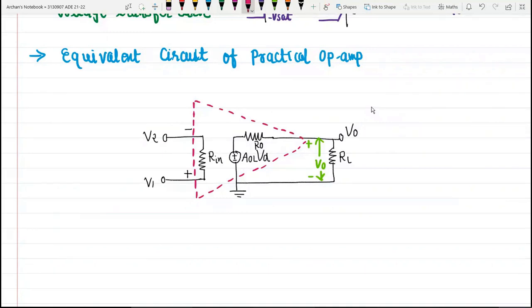These entire components are inside this triangle, and here we are providing the positive supply voltage and VEE, the negative supply voltage. So this will be our equivalent circuit of the operational amplifier. This circuit shows the operational amplifier parameters like input resistance, output resistance, and open loop voltage gain.